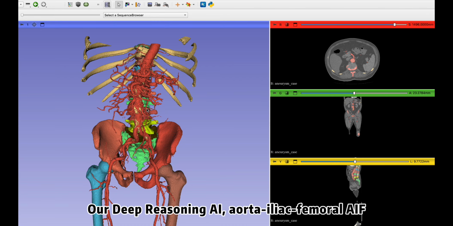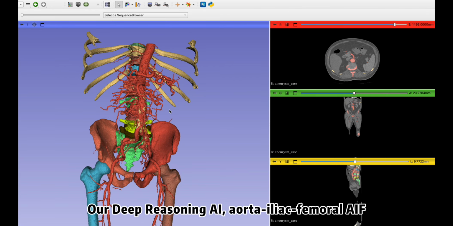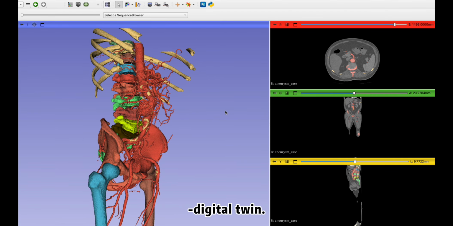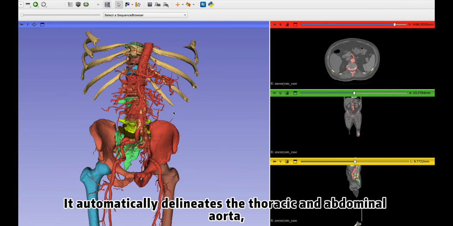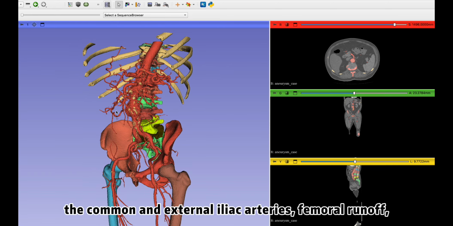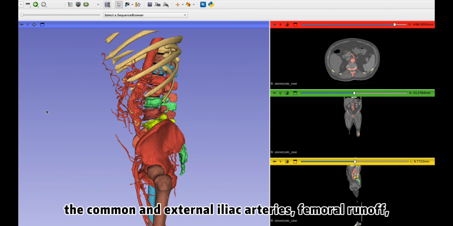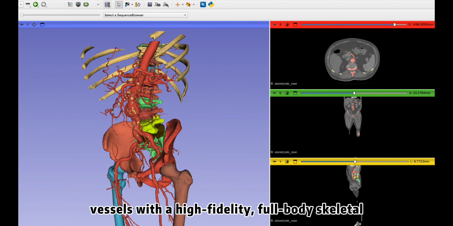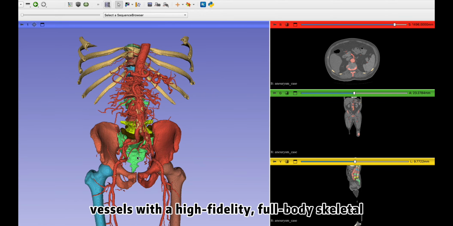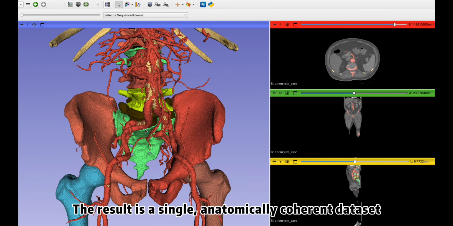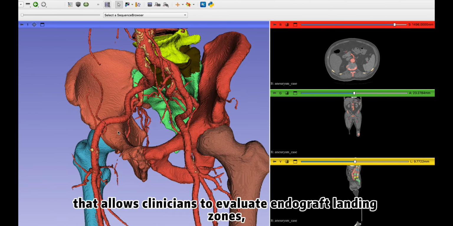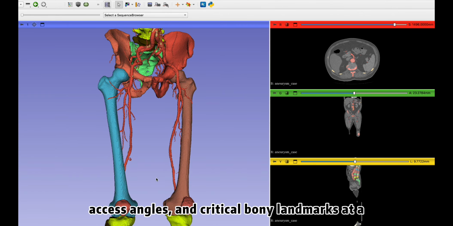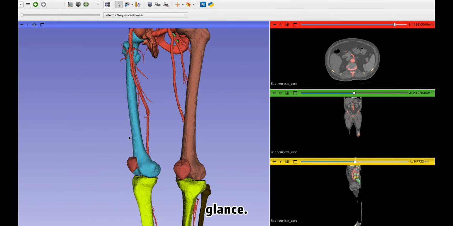Our Deep Reasoning AI aorta-iliac femoral (AIF) model turns routine CT angiography into a personalized 3D digital twin. It automatically delineates the thoracic and abdominal aorta, the common and external iliac arteries, femoral runoff, and key secondary branches, then seamlessly fuses these vessels with a high-fidelity, full-body skeletal model. The result is a single, anatomically coherent dataset that allows clinicians to evaluate endograft landing zones, access angles, and critical bony landmarks at a glance.